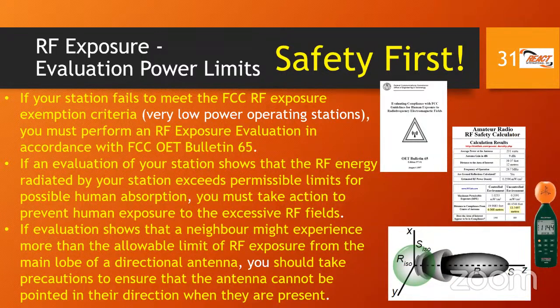Okay, so a question that comes up is, if your station fails to meet the FCC RF exposure exemption criteria. Now, what is the FCC exposure exemption criteria? That exemption criteria, according to this document, the OET Bulletin 65, is when you have a QRP station, or what we call a very low power operating station. If you're operating very low power, then that is an exemption, or what we call the exemption criteria. But if you're doing something other than running very low power, you must and shall perform an RF exposure evaluation of your station, and you must use this bulletin, or you can use any of the other methods that we talked about. All of them are highlighted in this document.